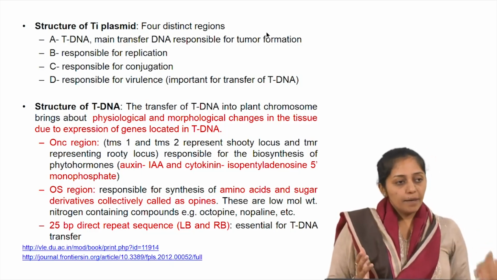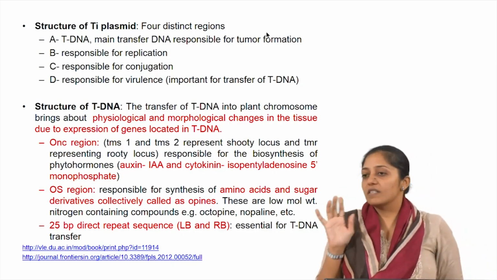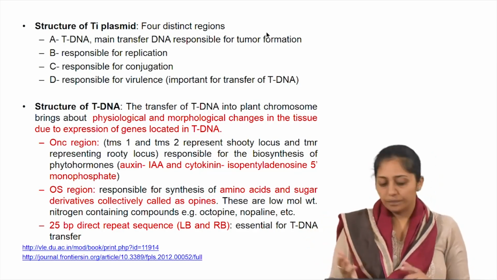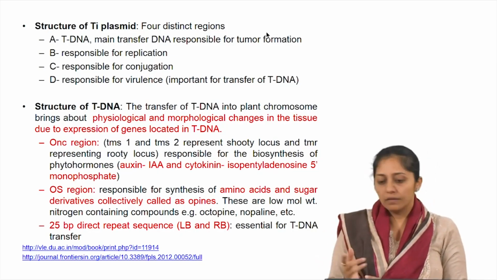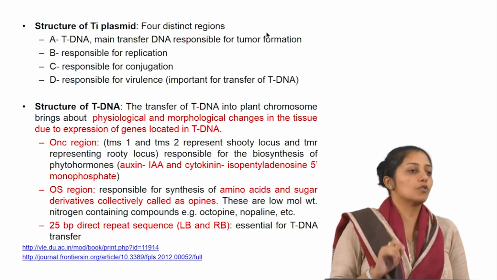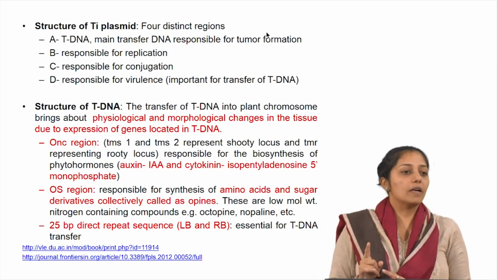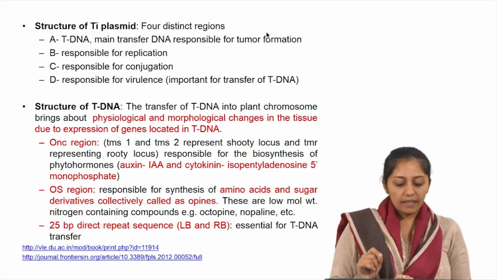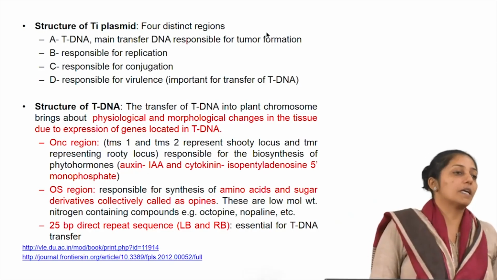Then the TMR region, which is called the Rooty locus, is responsible for auxin synthesis. Generally what kind of auxin? IAA, indole acetic acid. Then the OS region is the opine synthesis region, responsible for synthesis of amino acids and sugar derivatives. Opines are nothing but amino acids and sugar derivatives, collectively called opines. These are low molecular weight, nitrogen containing organic compounds. There are many different types of opines.